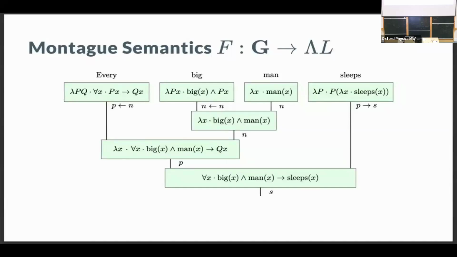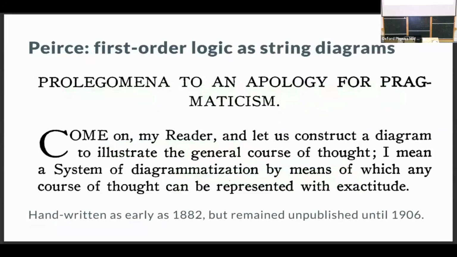And yeah, so now that we have this Montague semantics as a functor from grammar to essentially this Cartesian closed category of logical formulae, we want to replace logical formulae with diagrams, so that instead of having this for all, there exists notation with variables, we keep track of the variables as wires in a string diagram. And so that's what Peirce gives us. So it goes back all the way to 1882. He came up with this syntax for first order logic without variables.